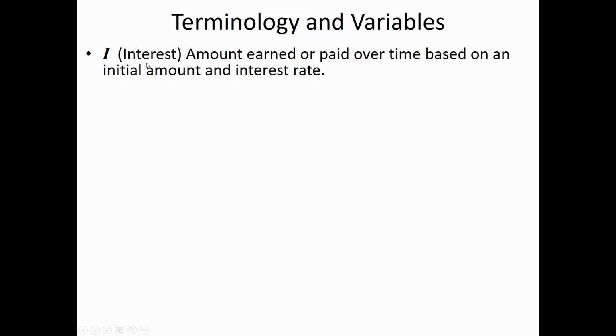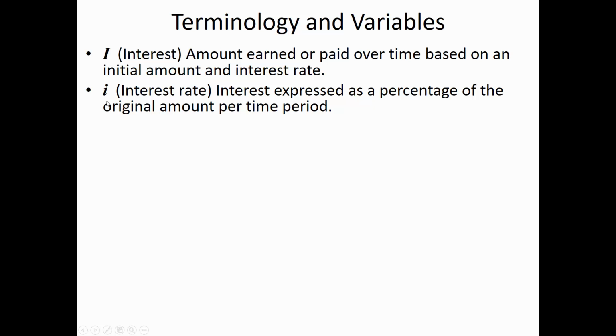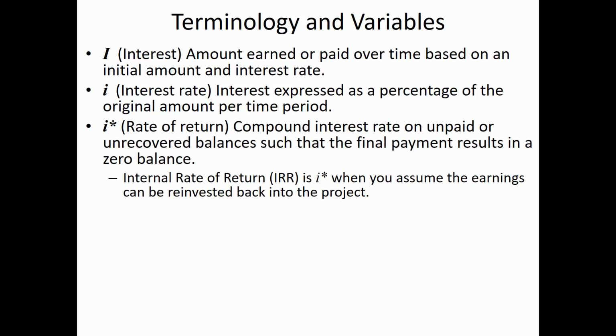First of all, we can talk about interest as an amount of money. And so that variable is assigned capital I in the text. And then lowercase i is when we're talking about interest as an annual rate. So it's a percentage of the original amount over some time period. For example, per year would be common.